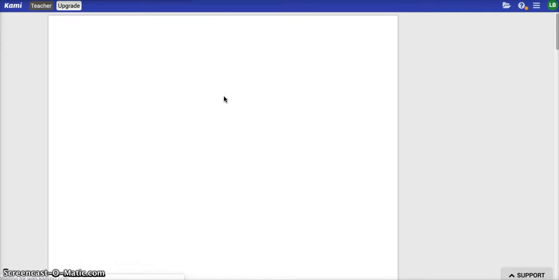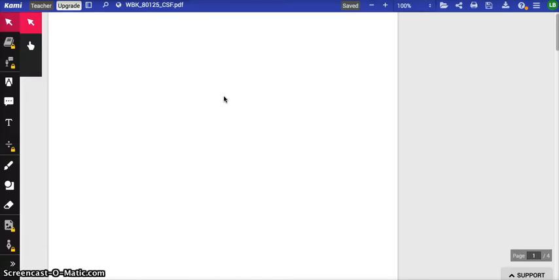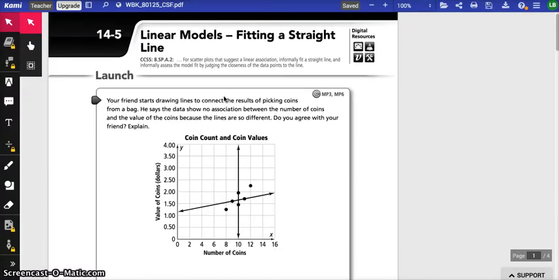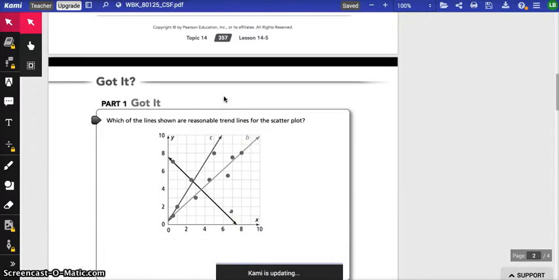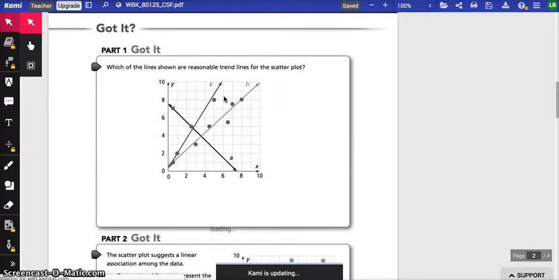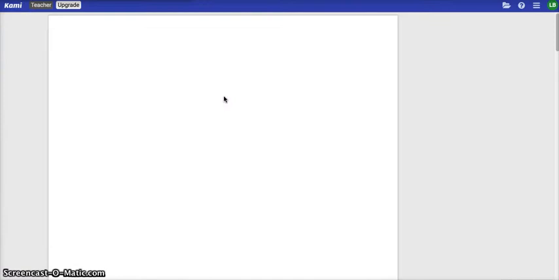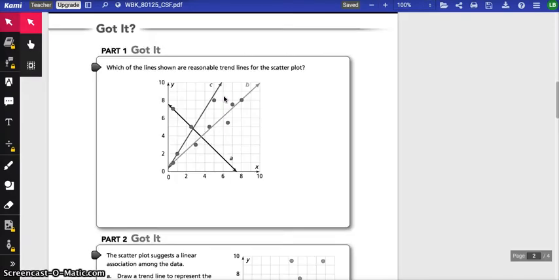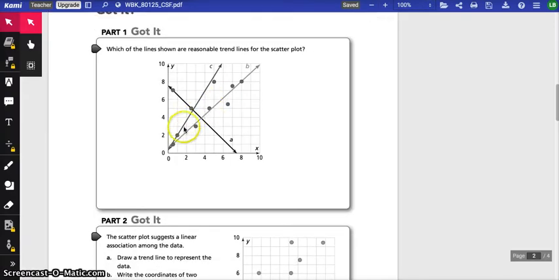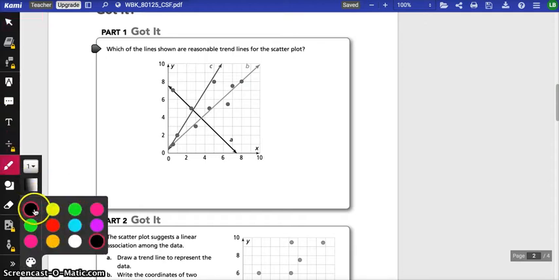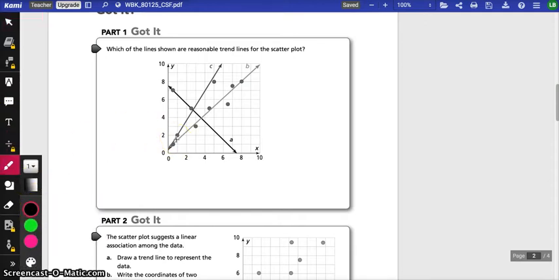Today we are working with something called a trend line. When we're working with trend lines, we are looking for what's often called a line of best fit. That means you are looking for one line that goes through most of the data and is a good representation of the data. Because remember, scatter plots are random, but even though they're random, they can still be predicted if there's an association.